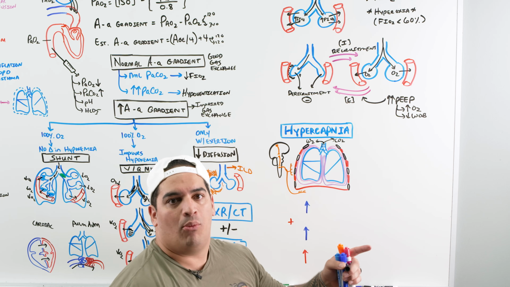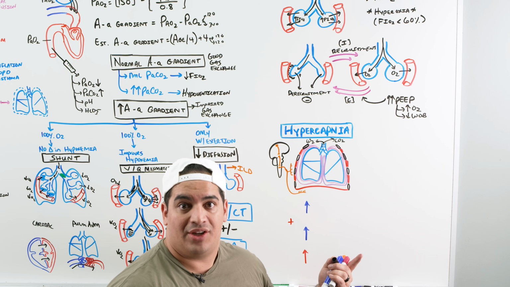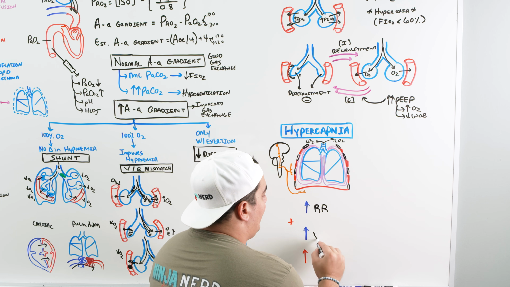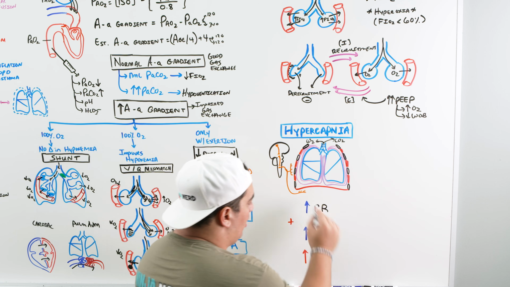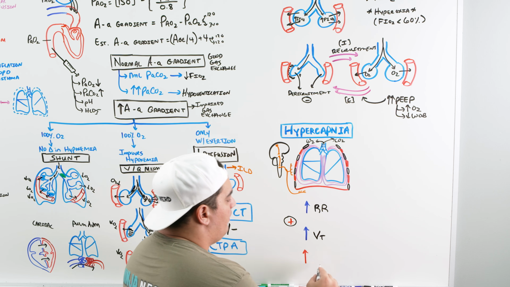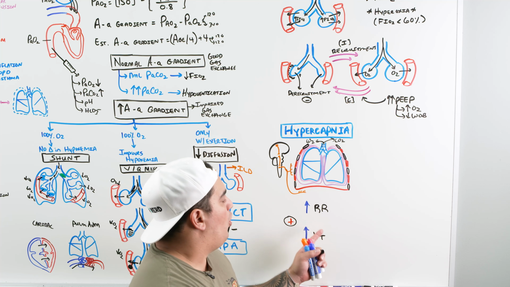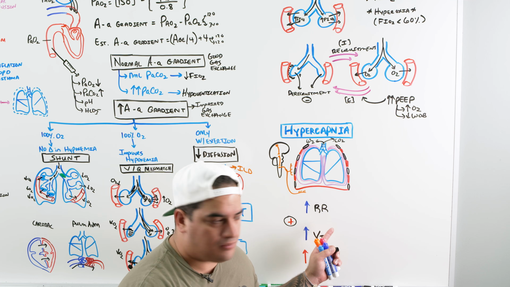How do I get them to exhale more CO2 out? Well, I have to increase their minute ventilation. That means I have to increase their respiratory rate, and I have to increase their tidal volume, and collectively, when I increase both of these, that's increasing their minute ventilation. How in the world am I going to do that?